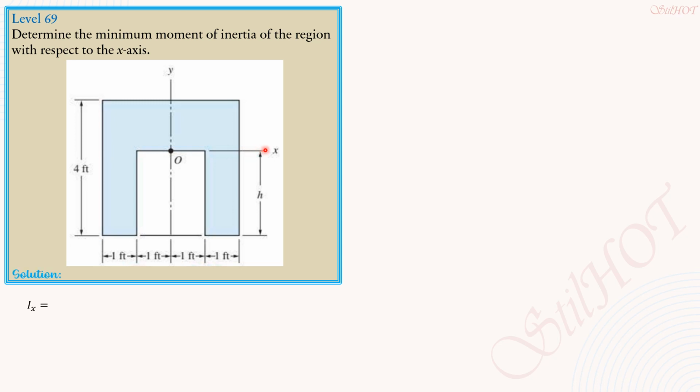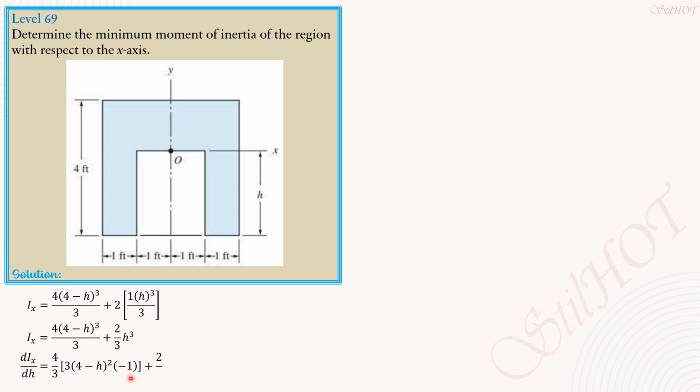So for our solution, Ix is equal to 4 times (4 minus h) cubed over 3 plus 2 times 1 times h cubed over 3. Simplifying, Ix equals 4 thirds of (4 minus h) cubed plus 2 thirds of h cubed. Then differentiating, the derivative of Ix with respect to h is 4 thirds times 3 times (4 minus h) squared times the derivative of (4 minus h), which is negative 1, plus 2 thirds times 3h squared, equals 0.